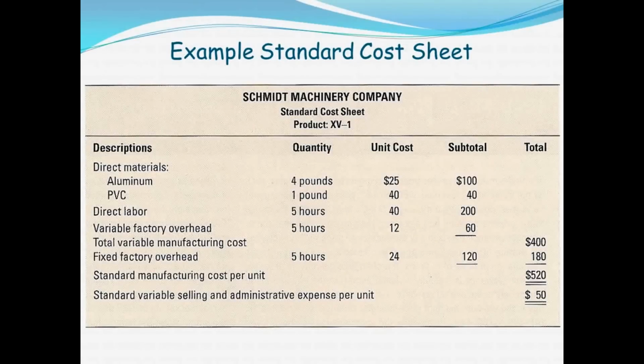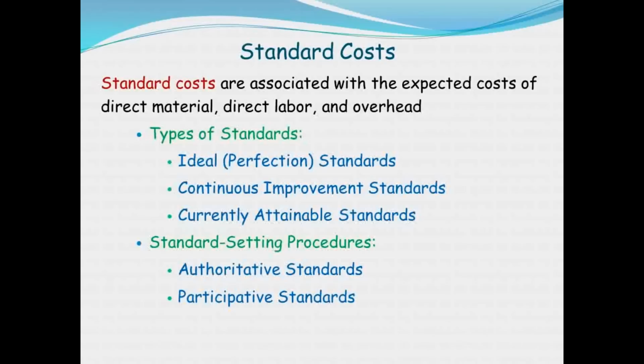And then you added the variable selling and administrative expenses. So when you come up with these standards that you'll use for standard costing, there are different ways of coming up with standards. And we kind of talked about them last time.